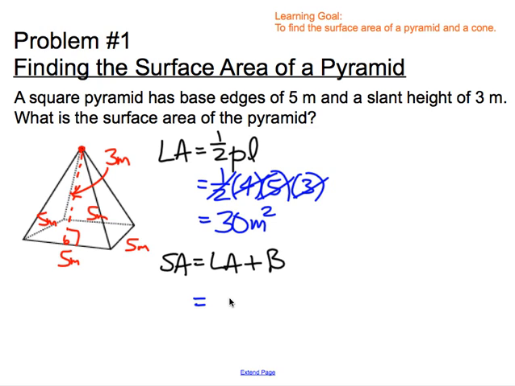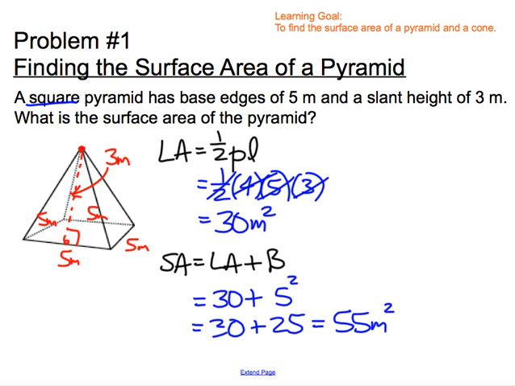So the surface area then is going to be 30 plus the area of the base. Since the base is a square, we know that the area of the base is 5 squared. So we have 30 plus 5 times 5, which is 25. And so we find that the surface area of this pyramid is 55 square meters.